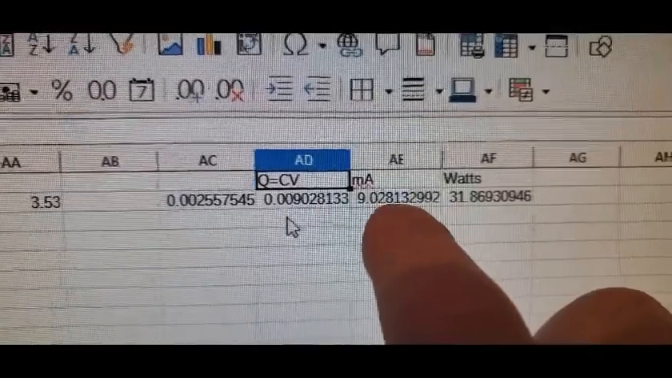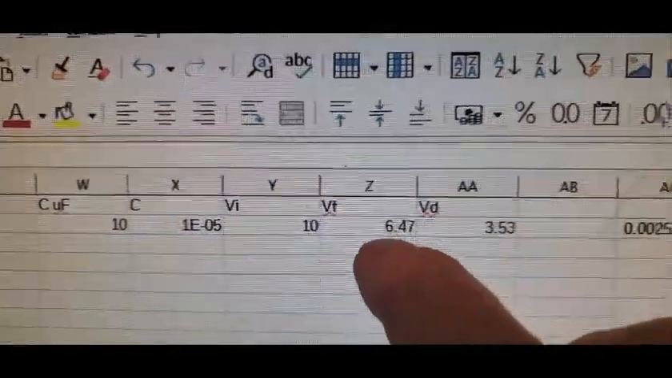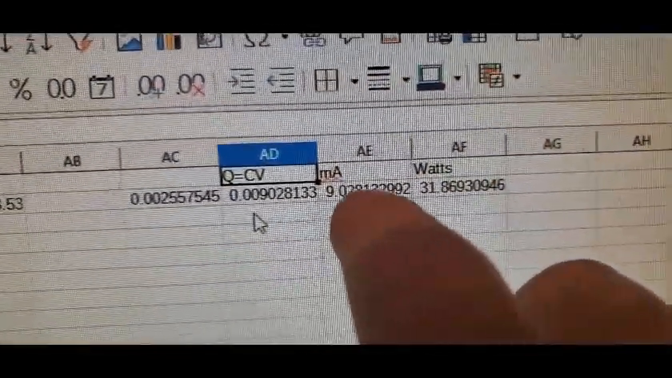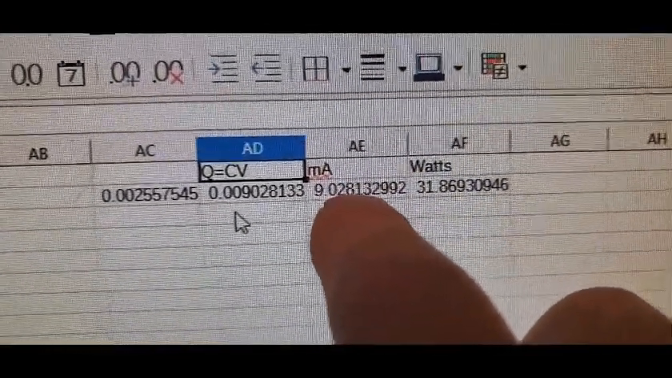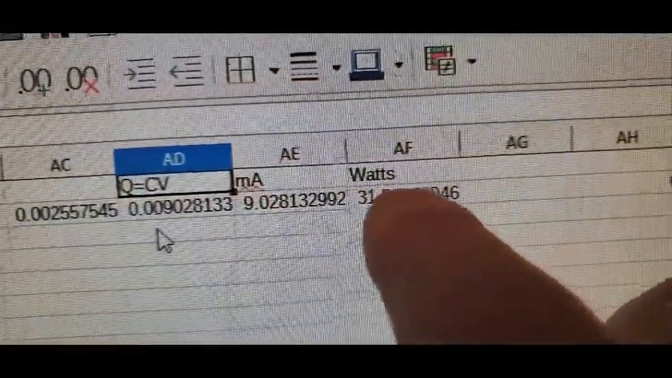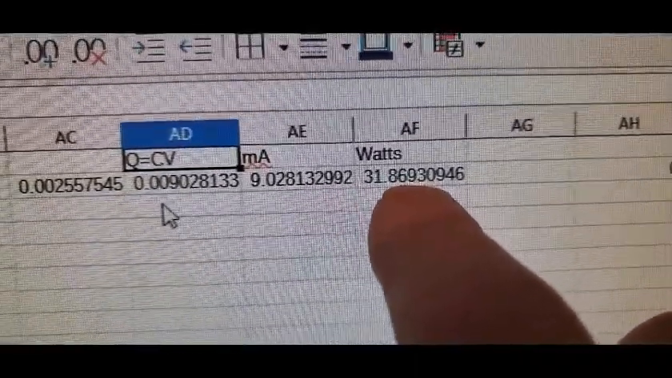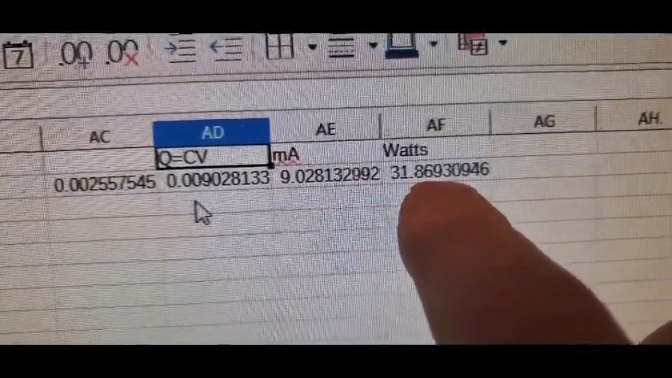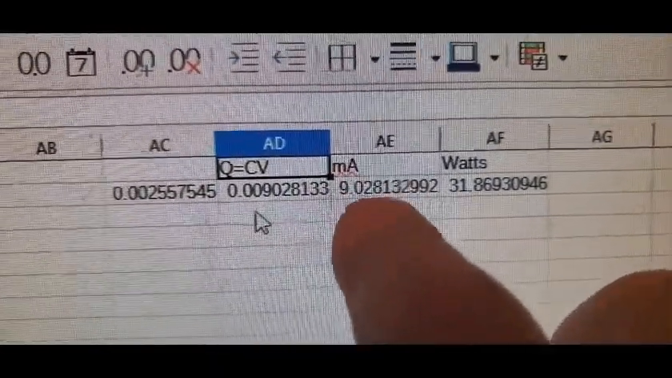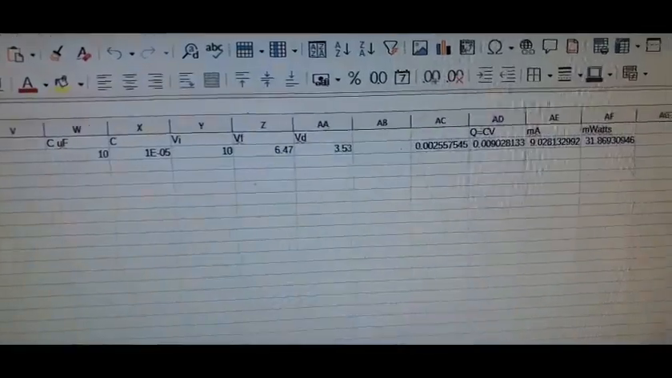Then, recall if this swung from 10 back all the way to 10, then there'd be no power going in. So we take our milliamps and we times it by 3.53. That's our watts in, 31.869. And again, the other way to get the milliamps would be just put a meter on, but no fun in that. So now we know our milliwatts in. Now we need milliwatts out, and that's a lot easier.